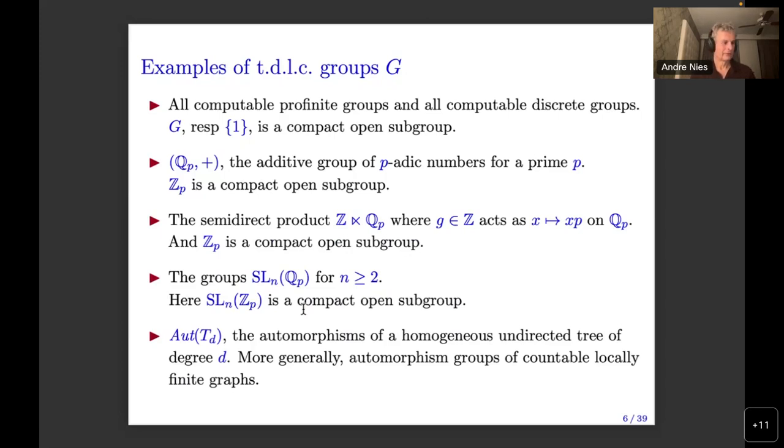Jacques Tits introduced, as a beginning of his theory of buildings, the group Aut(T_d), which is the automorphism group of a homogeneous undirected tree of degree d. So every vertex has degree d, no cycles, and connected. These are quite special and studied a lot by the TDLC people. So that's an interesting group, and it is actually computable, as hopefully I will convince you. You can just take any countable locally finite graph and get more examples. So examples of these TDLC groups abound.